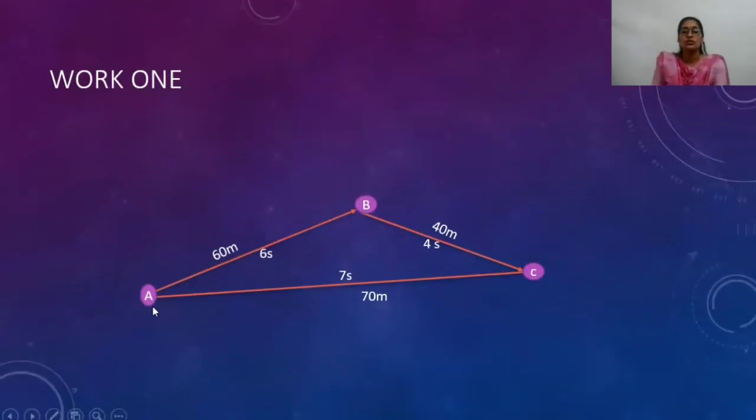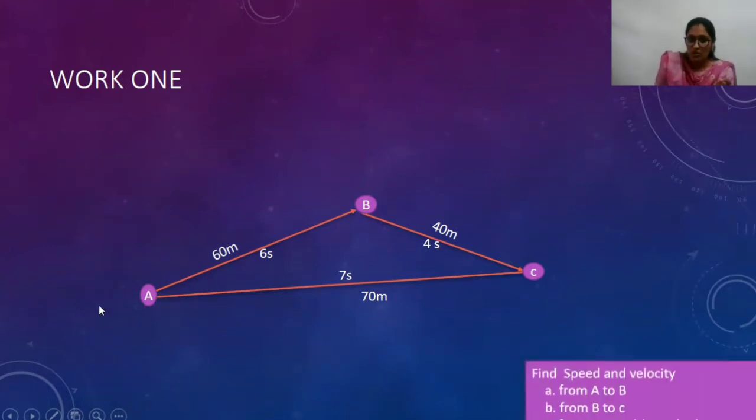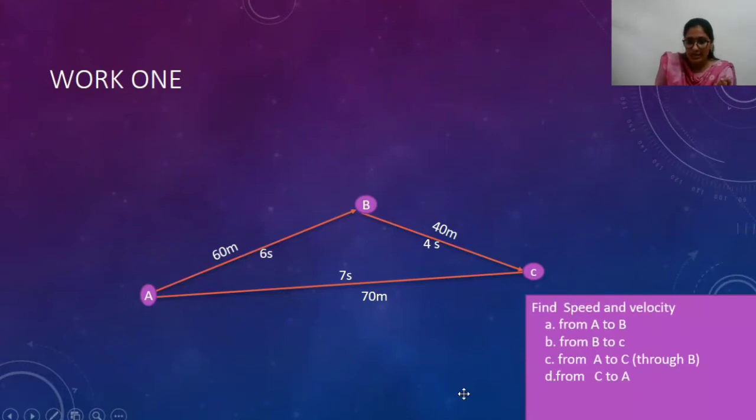So you should do this work. This is the question. The condition is that a man moves from A to B and then from B to C, and he returns from C to A. Please solve these questions. That is, find the speed and velocity from A to B, then from B to C, from A to C through B, and from C to A.